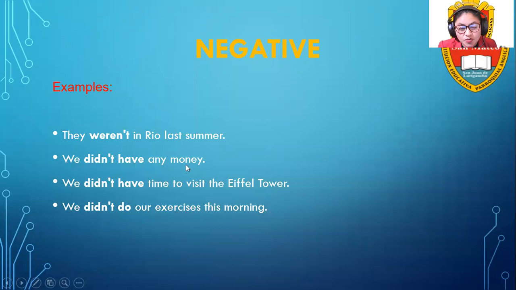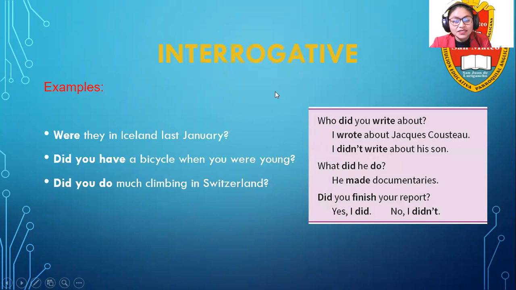Entonces, ¿qué decimos? We didn't have any money. We didn't have time to visit the Eiffel Tower. We didn't do our exercise this morning. Okay? This is in the case of negative form. What about the interrogative? Look.